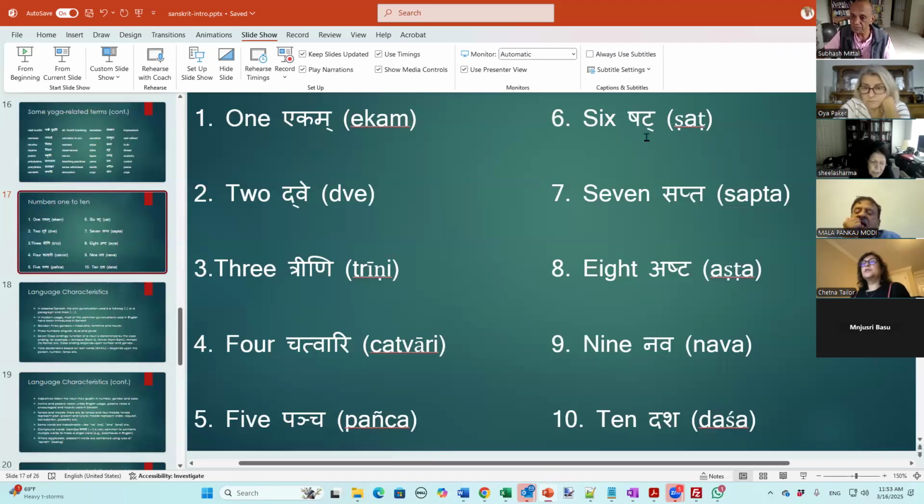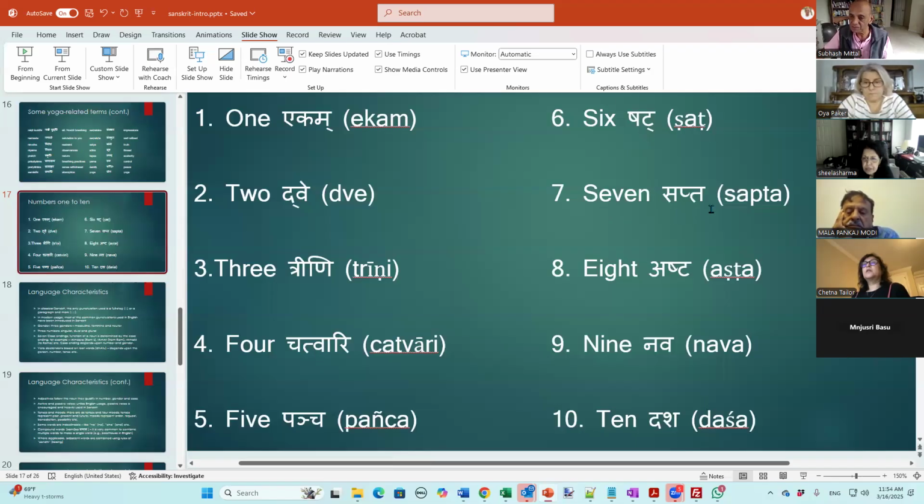Is the little mark under the T a short sound or long? Yes, it is. Pancha, shat. Like shut in English, shut up. You'll say shut. Same shut. That's exactly the same sound.